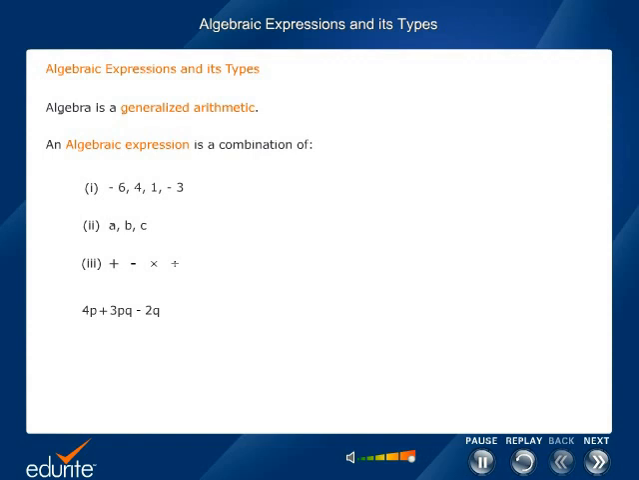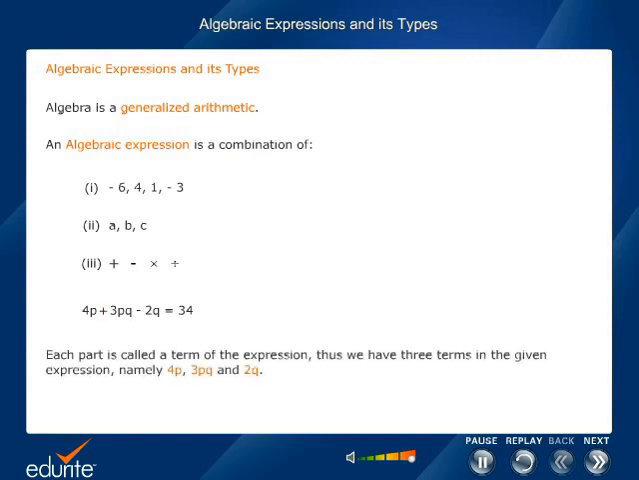In the given expression, 3pq is separated from 4p by a plus sign, and from 2q with a minus sign. Each part is called a term of the expression. Thus we have three terms in the given expression, namely 4p, 3pq, and 2q.